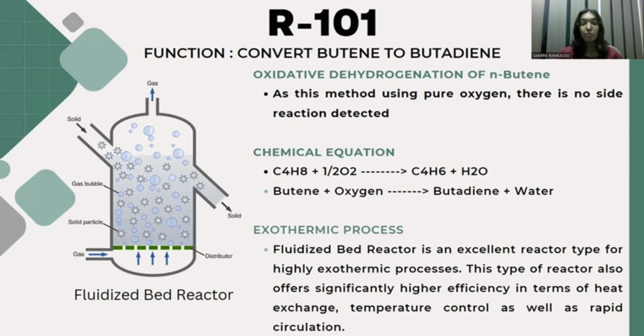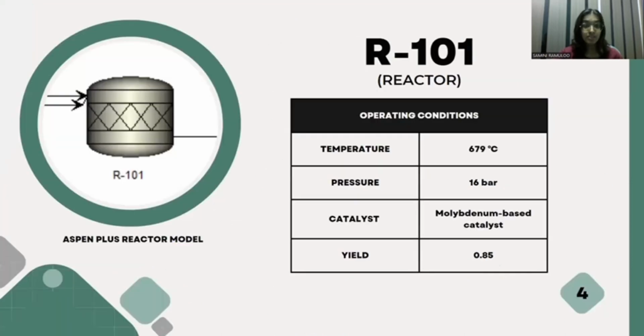We used the fluidized bed reactor because it is an excellent reactor type for highly exothermic processes, and this reactor also offers significantly higher efficiency in terms of heat exchange, temperature control, as well as rapid circulation. As for the operating conditions, this reactor operates at a temperature of 679 degrees Celsius with a pressure of 16 bar, and it yields 0.85.